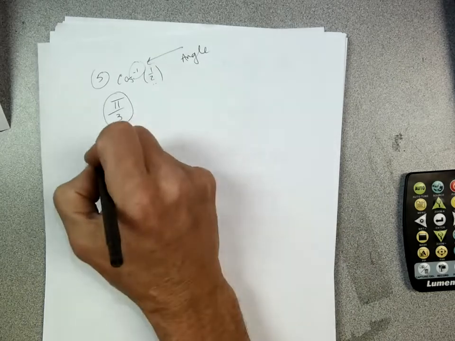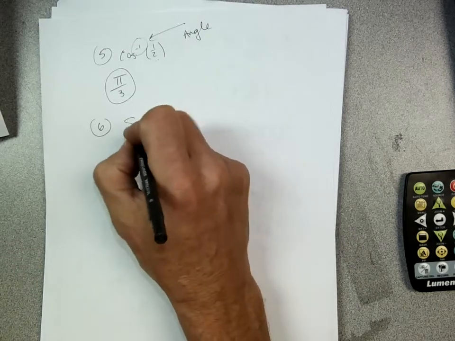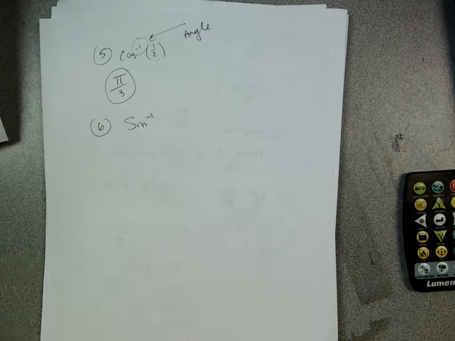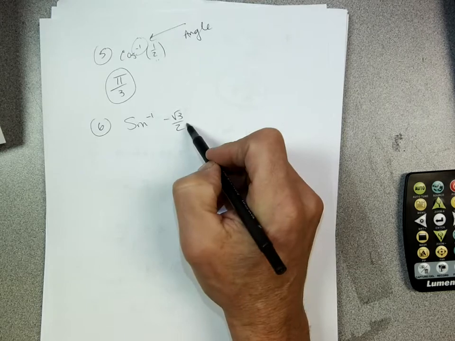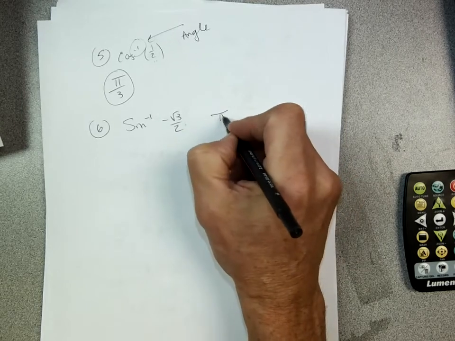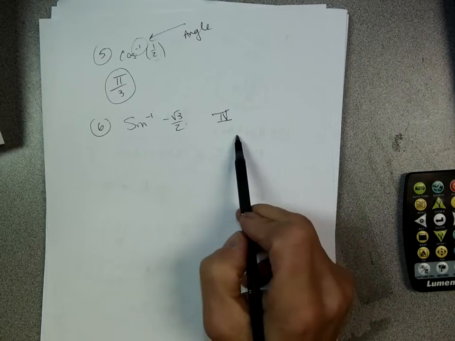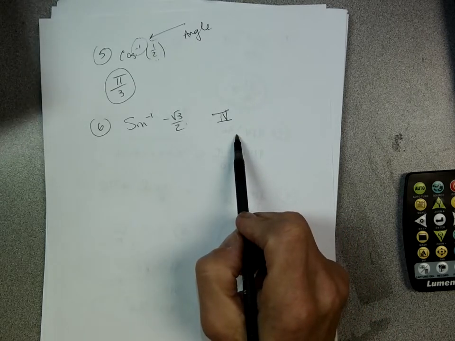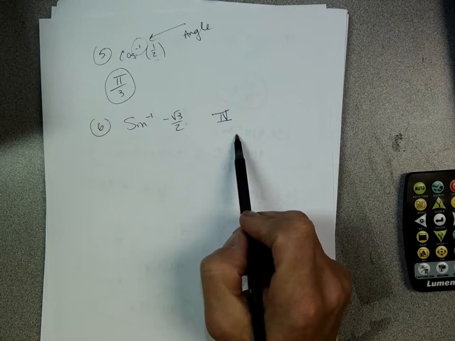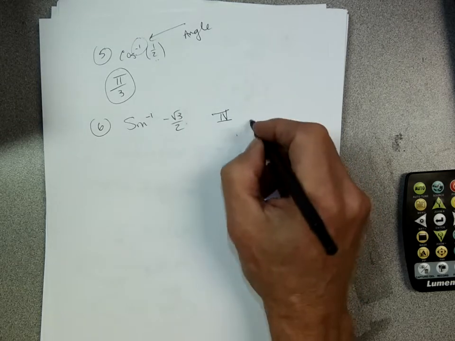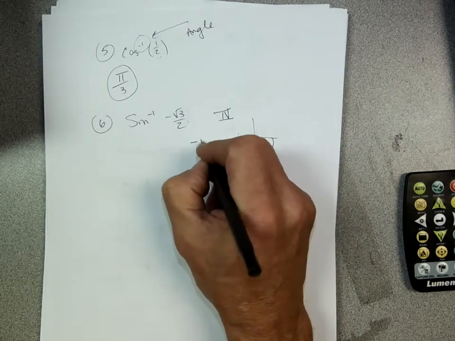Number 6, we have sine inverse of negative square root of 3 over 2. Again, it's a y value, but this one's found in quadrant 4, okay? So negative square root of 3 over 2 is found at 300 degrees or 5 pi thirds. We really have to call it negative pi thirds, because the closest way to get down to it is to just go down to it, so my angle is negative pi thirds.